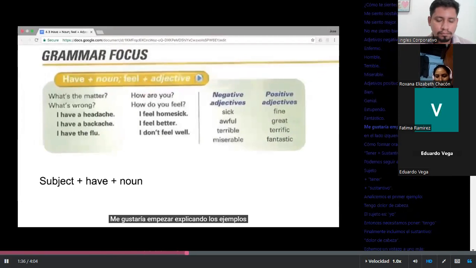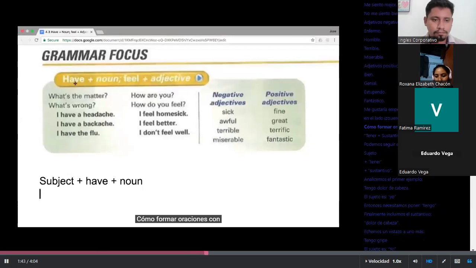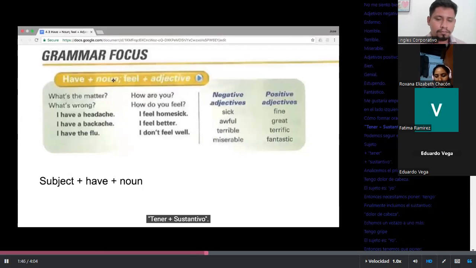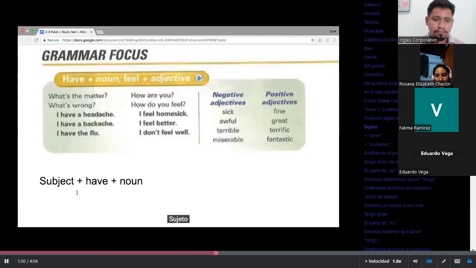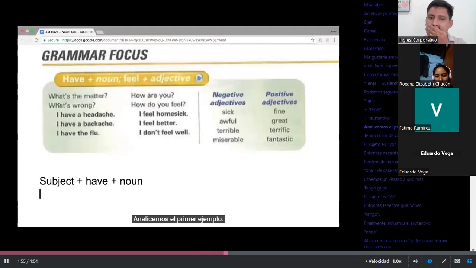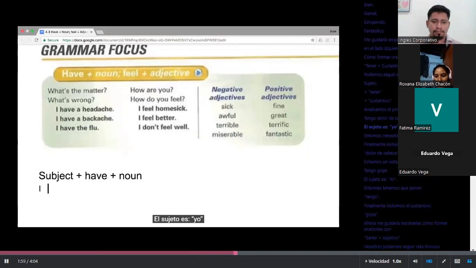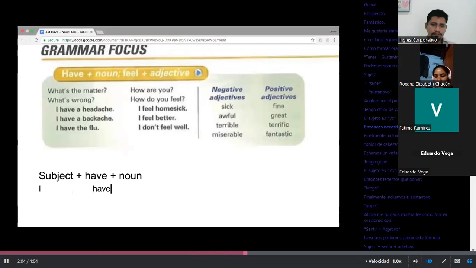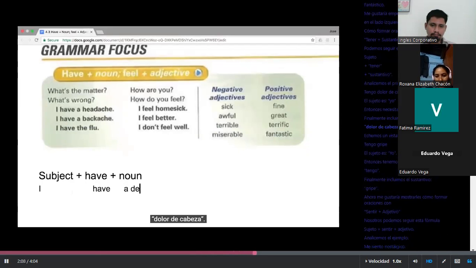I would like to start by explaining the examples on the left-hand side of this chart. How to form statements with have plus noun. We can follow this formula to do that: subject plus have plus noun. Let's analyze the first example. I have a headache. The subject is I. Then we need to put have. Finally, we include a noun, a headache.